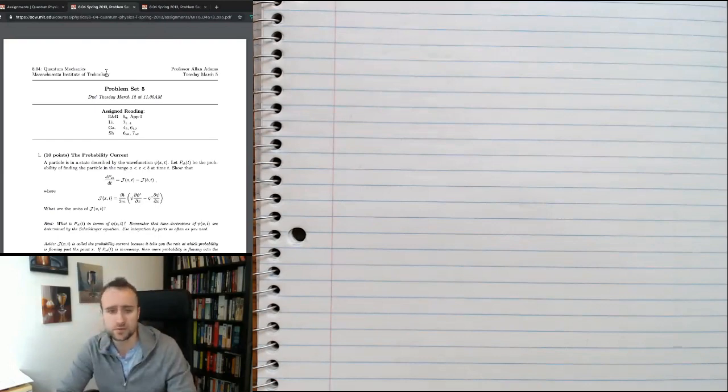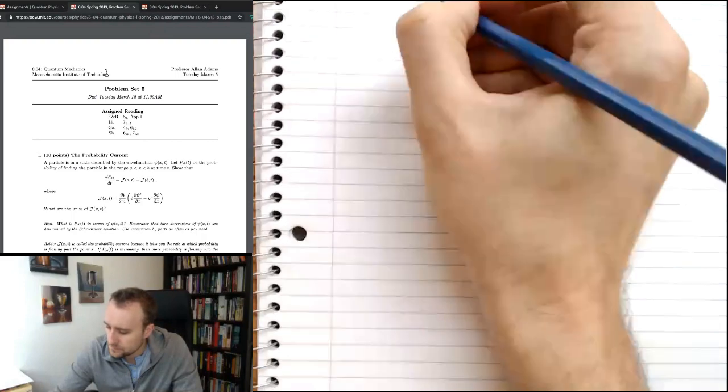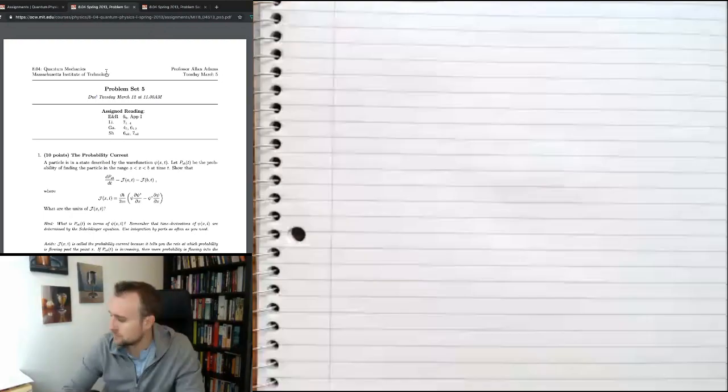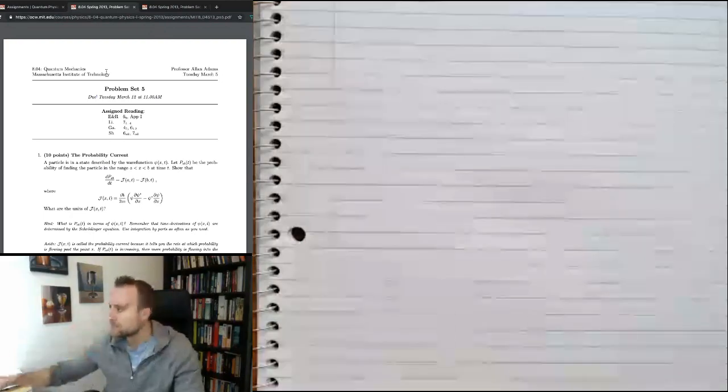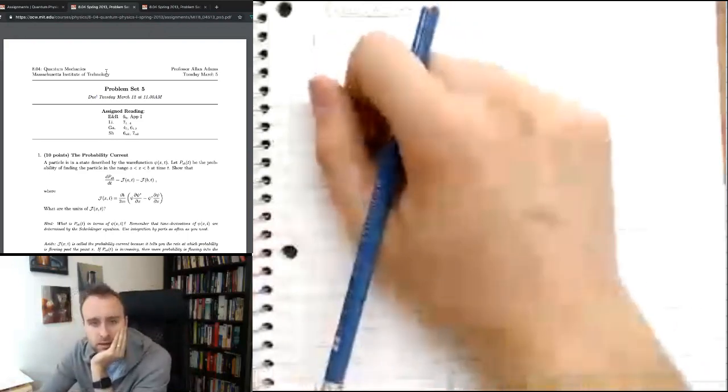So this question in particular, I was working on it and I was feeling a little bit fuzzy. One of the things I could have done is just jump over to the solution and be like, oh, okay, that's how you do it. But I didn't want to do that. I wanted to give another clean go at it. So let's just start by jotting down the problem set name, and let's look at question number one, the probability current.